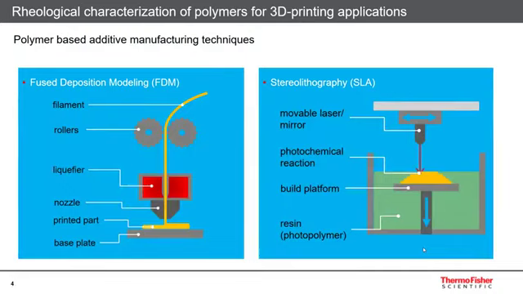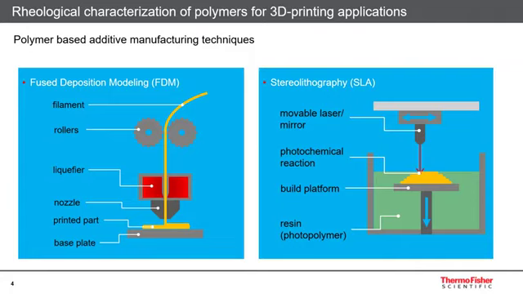When it comes to polymer-based additive manufacturing techniques, we're mainly talking about fused deposition modeling, or short FDM, and stereolithography, or short SLA. FDM is basically an extrusion process where a polymer strand is molten and then forced through a narrow nozzle in order to create a printed part on the lower stage of the printing device. Here, either the upper part or the lower stage is moving, and the printed part is created layer by layer.